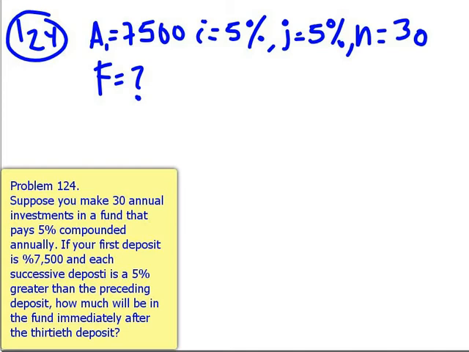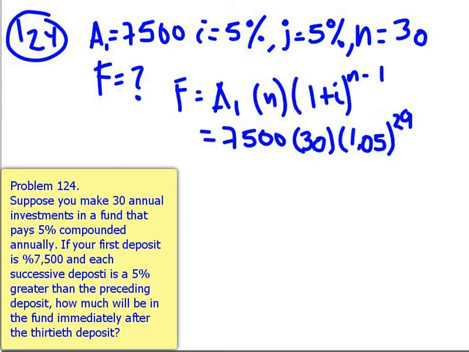Now, if you notice, both i and j have the same value, and remember that you have to be careful because there are two sets of formulas. One when i is equal to j, and another one when i and j are not the same. So obviously in this case we have to use the formula when i equals j. The formula that we need to use is F, the future value, is A1 times n times (1 plus i) to the n minus 1. And this formula is only valid when i is equal to j.